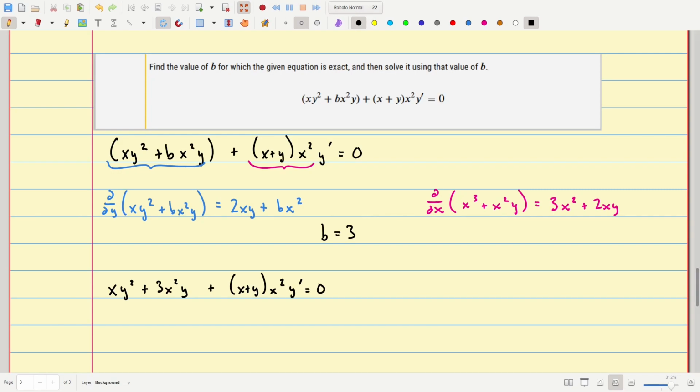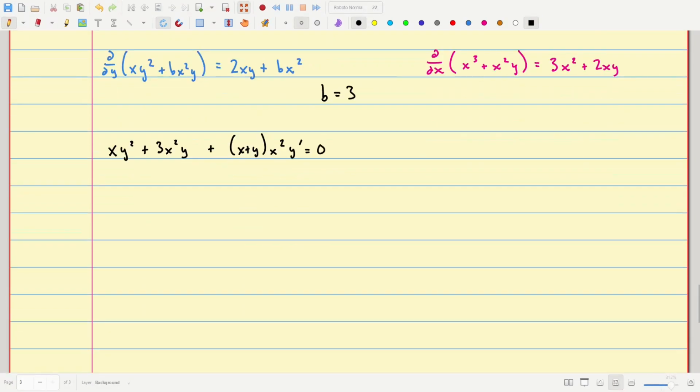And we want to solve our exact equation here. Okay, so we're looking for our potential function f, and it is going to be the integral with respect to the appropriate variable of one of these two functions. Let's go ahead and integrate with respect to x, this first function here.